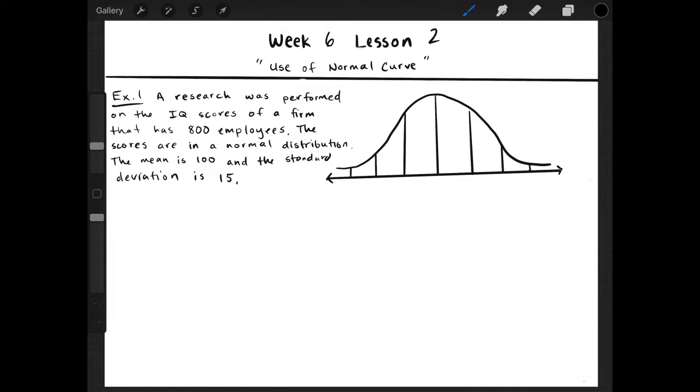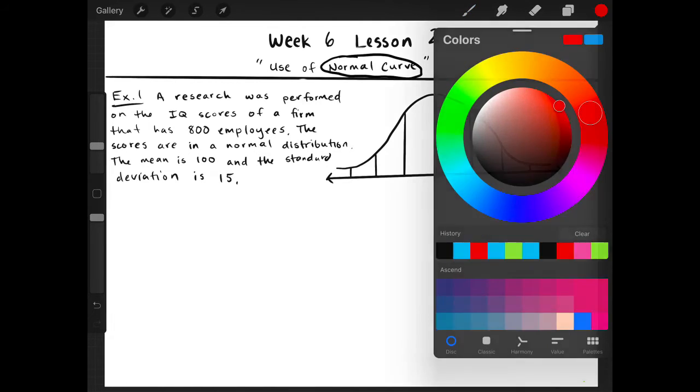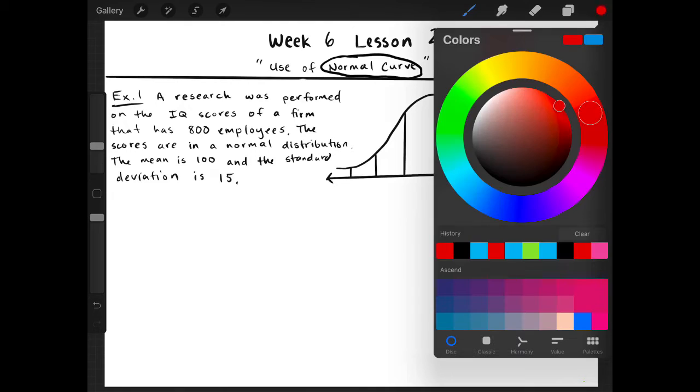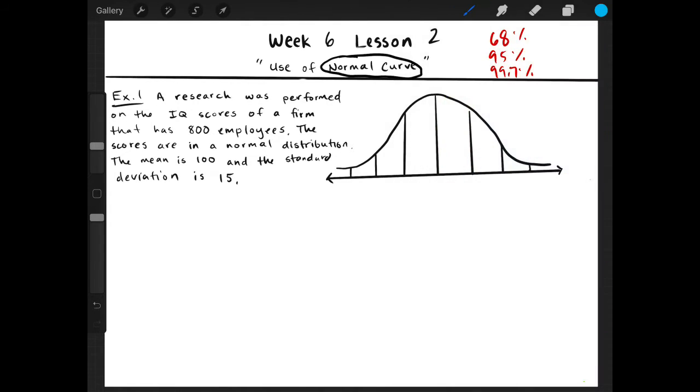This is the second lesson for this week, week 6. Again, we're focusing on the idea of the normal curve. What we did in the first lesson was look at how we could find percentages using the empirical rule, which was the 68, 95, 99.7% rule. Now, you don't have to actually memorize how to do that. You just need to remember how to fill in our percentages. First, let's read the question, and then we'll answer some information.